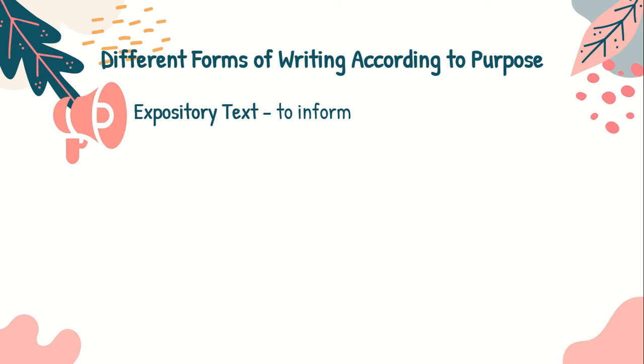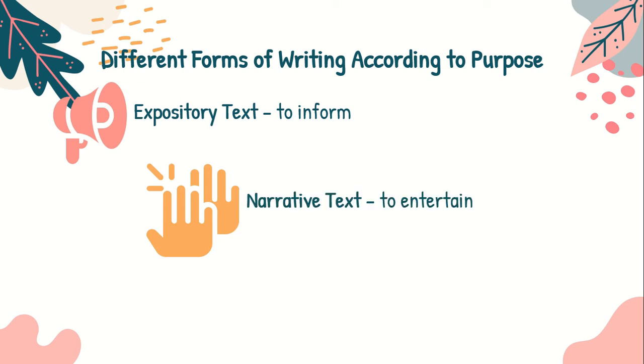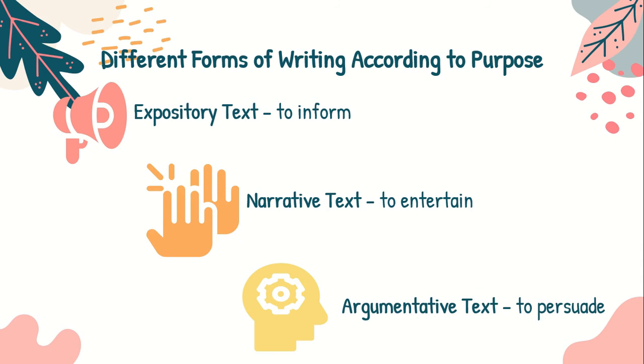Expository text's purpose is to inform the reader. It exposes you to facts, plain and simple. However, narrative text is to entertain you. It is a story. It tells you a story. Lastly, the argumentative text. Its purpose is to persuade you. It is all about arguments and claims.